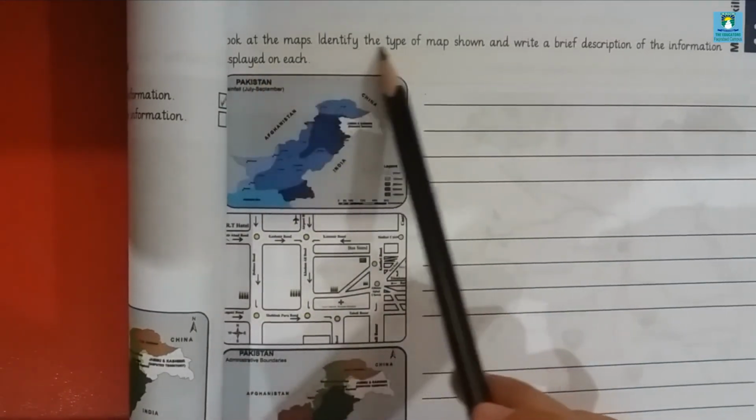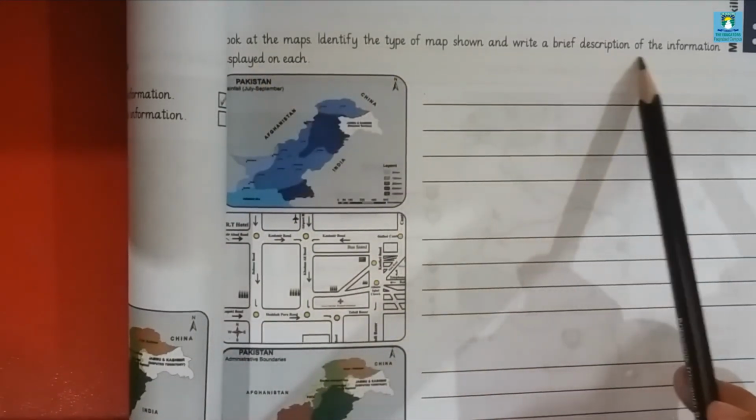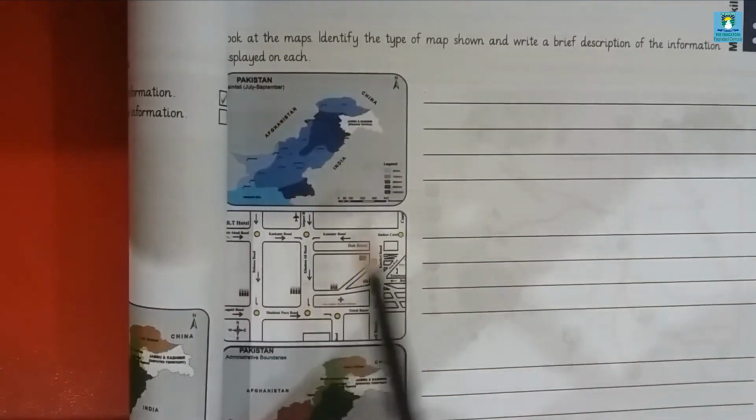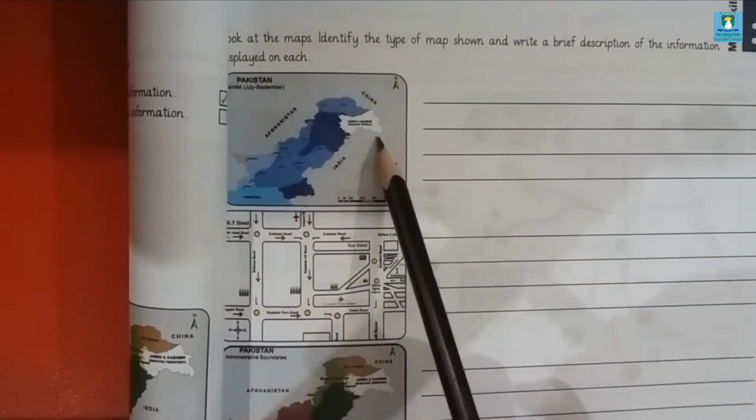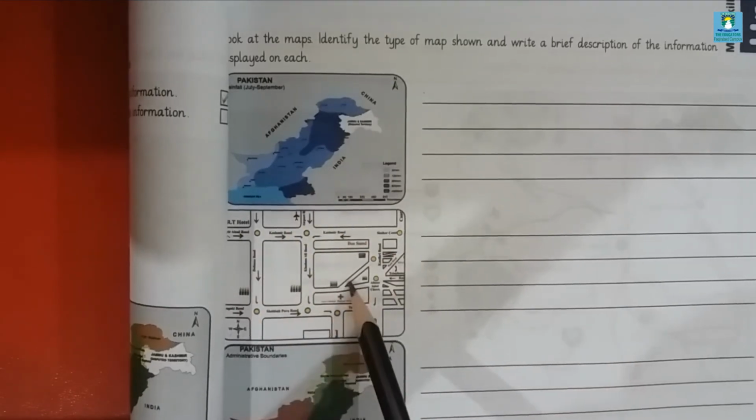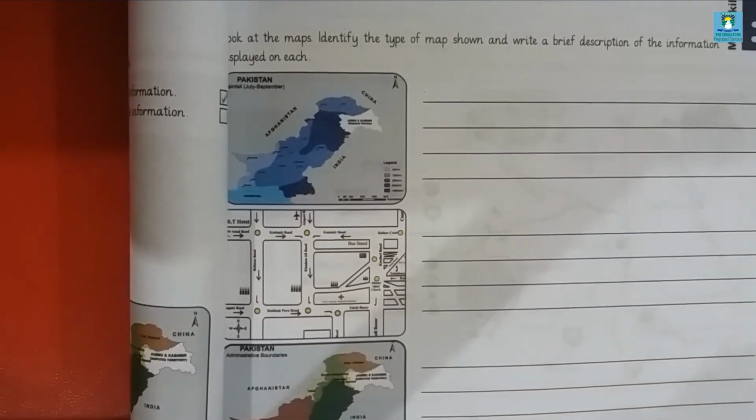And question number 3 is: look at the maps, identify the type of map shown and write a brief description of the information displayed on each. For example, the first one is a weather map, as we have studied. The second is a road map, and this third one is a political map. So you have to write the differences or the features about these 3 maps.